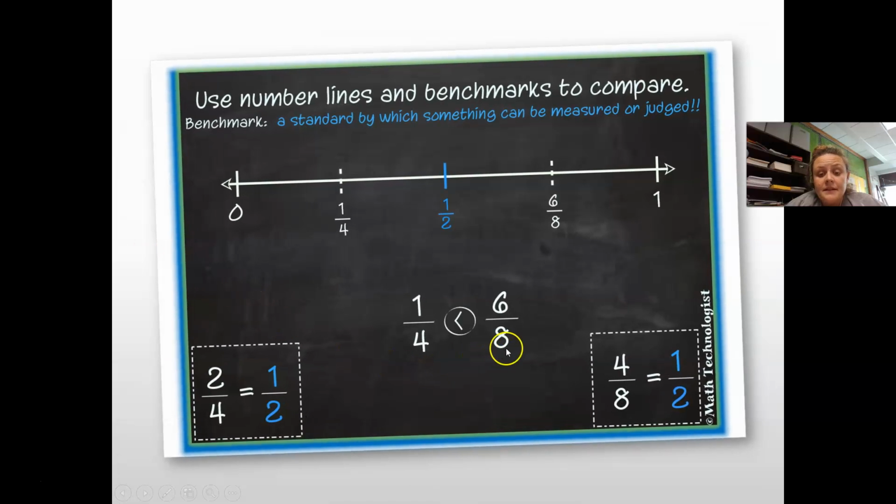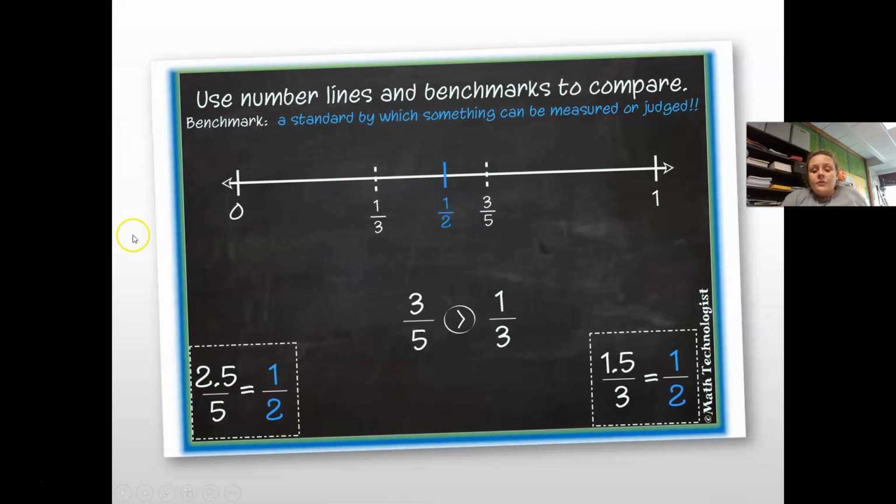Okay, 1/4 and 6/8. Well, how many fourths is equivalent to a half? Well, 2/4 is equivalent to a half. So 2/4 would go right here under a half, and we have 1/4 left. So 1/4 is less than a half. How many eighths is a half? Well, 4/8 is a half. So 6/8 is greater than a half. It's actually 2/8 greater because 4/8 is a half. There's our 6/8.